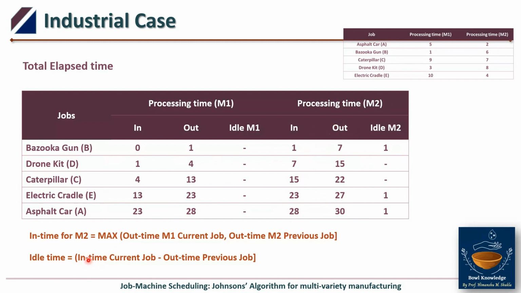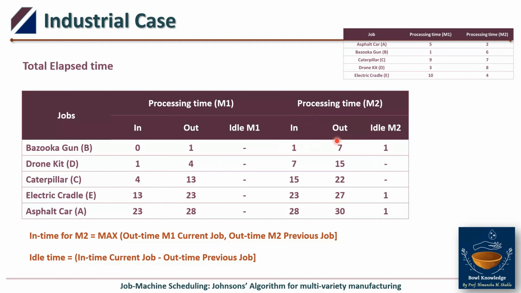Now idle time: in time of current job minus out time of previous job, for that machine. Idle time of M1 will be always 0, or we can say that machine 1 is not idle because it is machine 1. How can it be idle? So it is in time of current job minus out time of previous job. It is like this: 0 minus previous 0, so it is 0, 1 minus 1, 0, 4 minus 4, 13 minus 13, 23 minus 23.